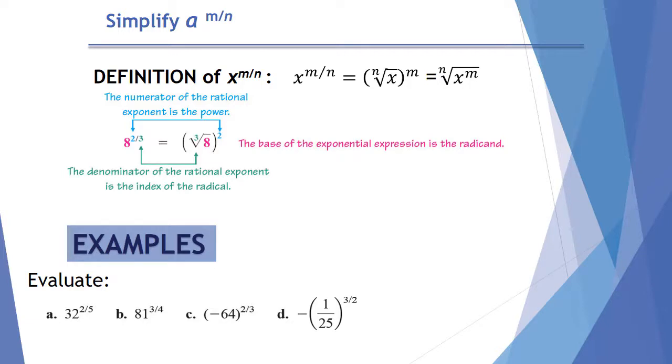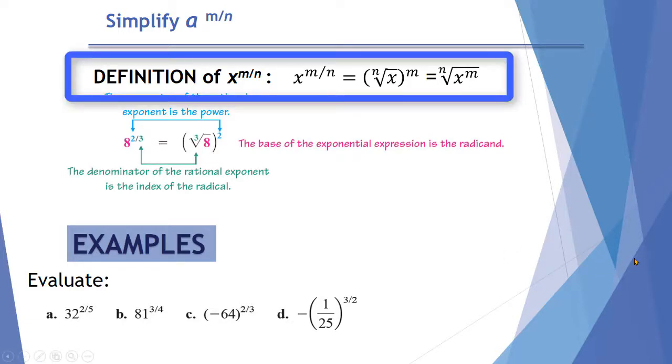Okay, we can expand that idea just a bit by defining x to the m over n as being the same as 1 over n, except m, our top number in our rational exponent, becomes the new exponent on our root. So x to the m over n, that's the same as the nth root of x, like we just saw, raised to the mth power, or we can put the m on the x first.